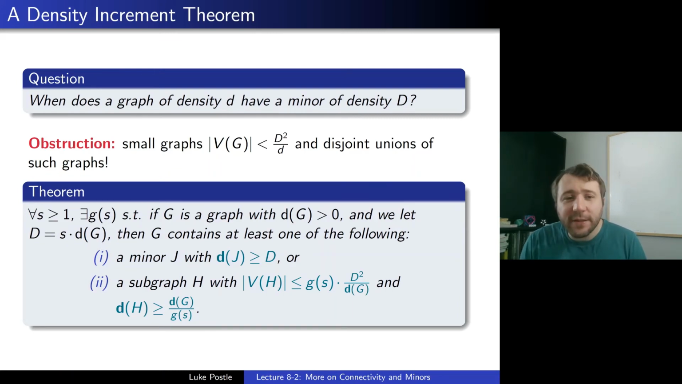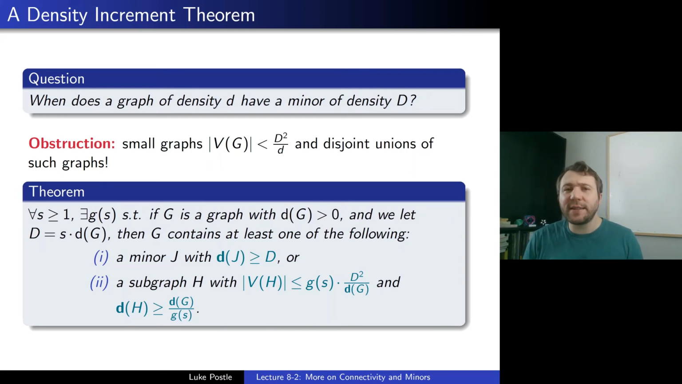So here's a very nice theorem. It says that for all S, there's some g of S, which we'll talk about in a moment, I haven't defined it yet, such that if I have a graph of density, say, little d, and we let big D be S times little d, then either you can indeed find a minor, that's case 1, with density at least big D, or I can find a subgraph that's pretty small, at most what we expected, big D squared over little d times g of S, and whose density is also pretty big as well. So density at least little d over g of S.